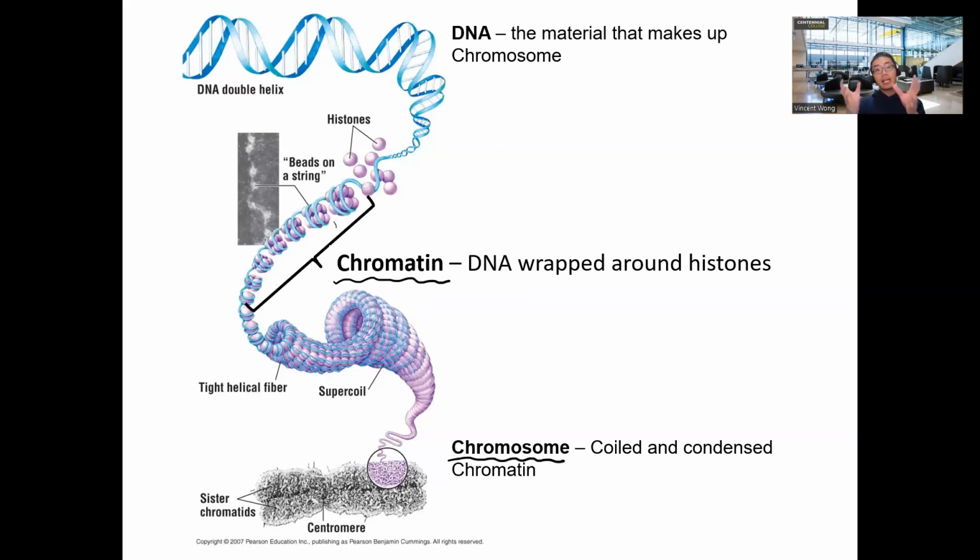In a non-dividing cell, a cell that's just performing its regular function, its genetic material will be found in the form of chromatin. We learned about this in lecture 3, actually. But when the cell is about to undergo mitosis, the chromatin condenses and becomes a chromosome. So these two are basically the same stuff. The only difference is how condensed they are. If it's really, really condensed, it's a chromosome. If it's medium condensed, we call it chromatin.